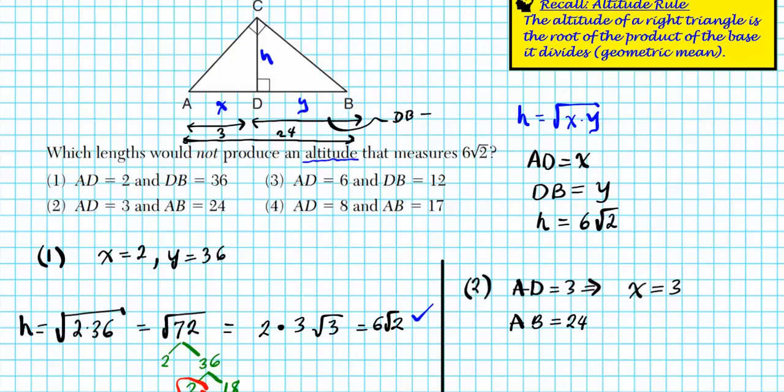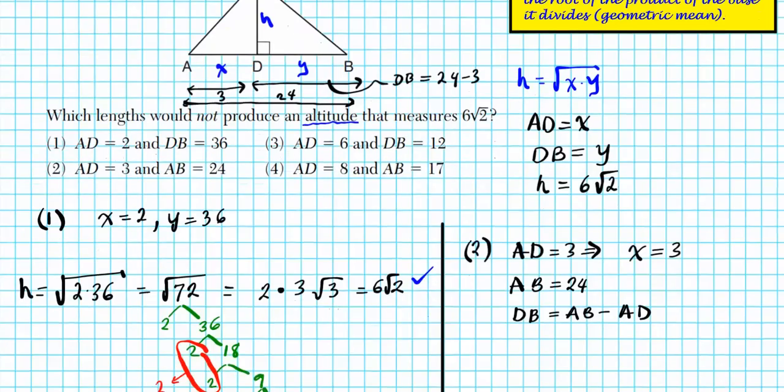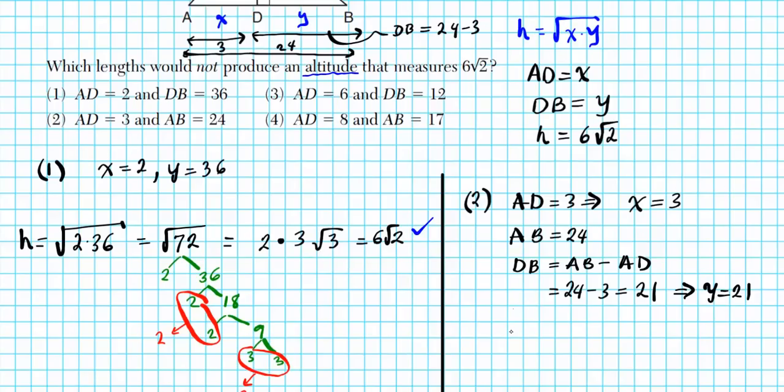DB is going to be 24 minus 3 using the segment addition postulate. Okay, so DB is basically the entire length AB minus section AD. So we have 24 minus 3, which is what? 24 minus 3 is 21. Perfect. So since DB is 21, this follows that Y is 21. Okay? Perfect. Now we have the two values we want to use to test our altitude rule.